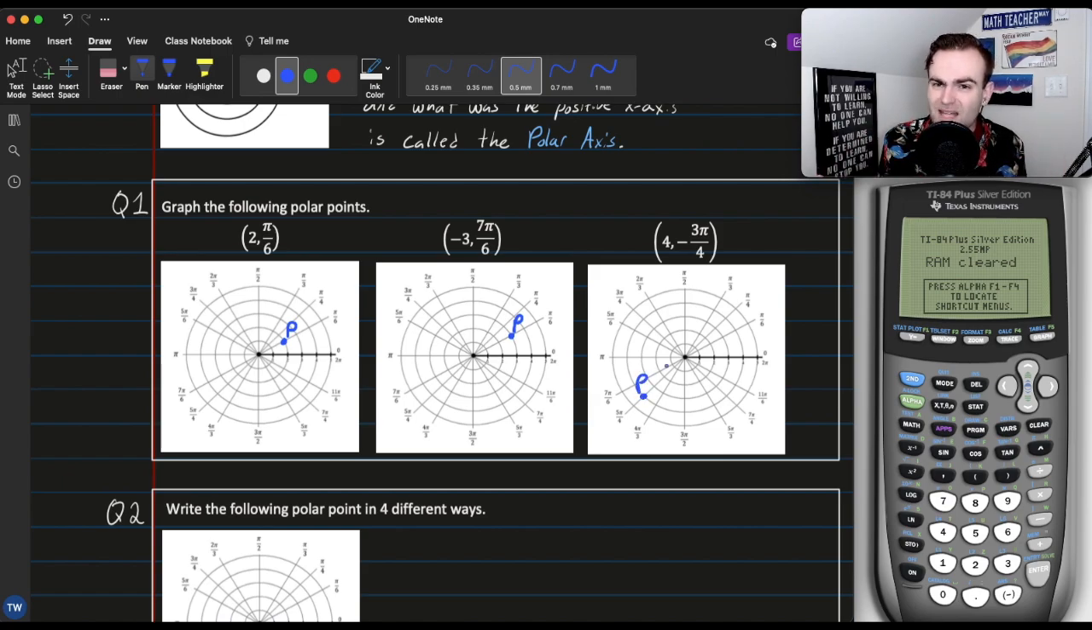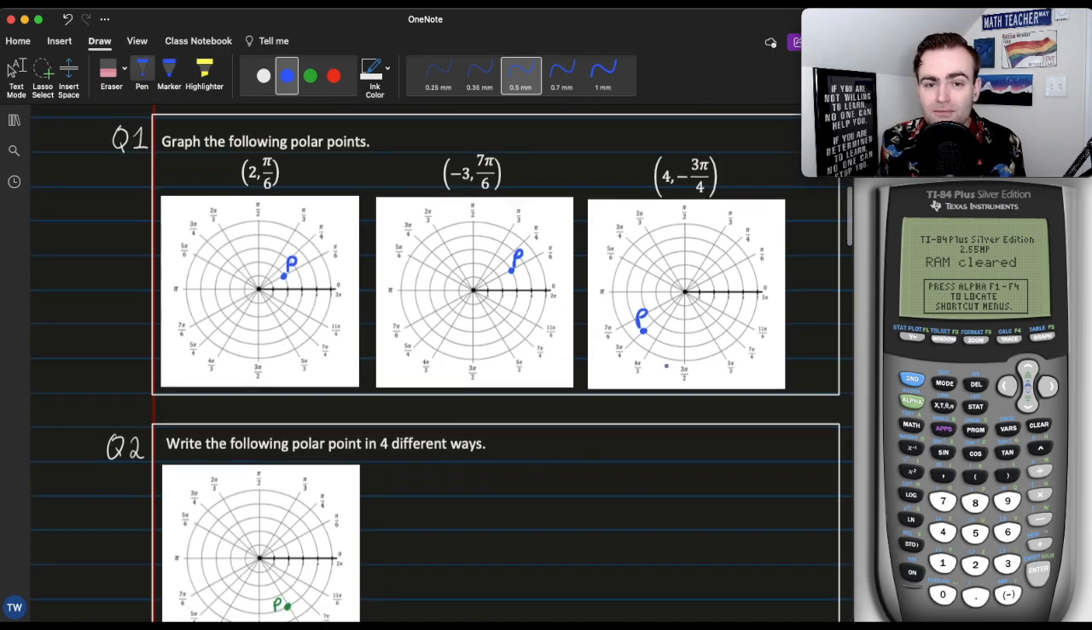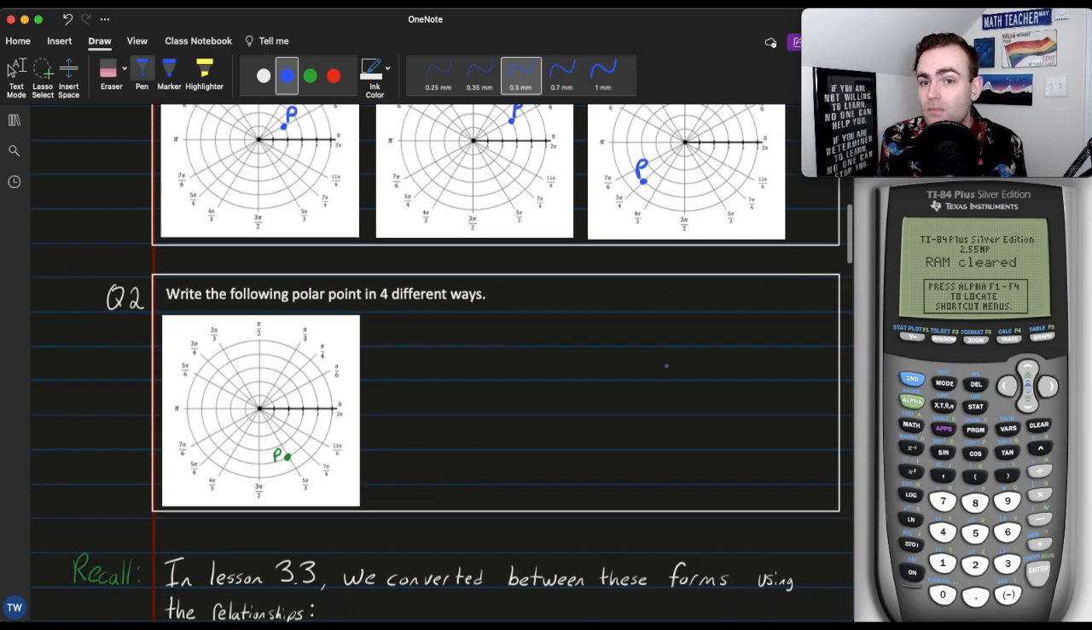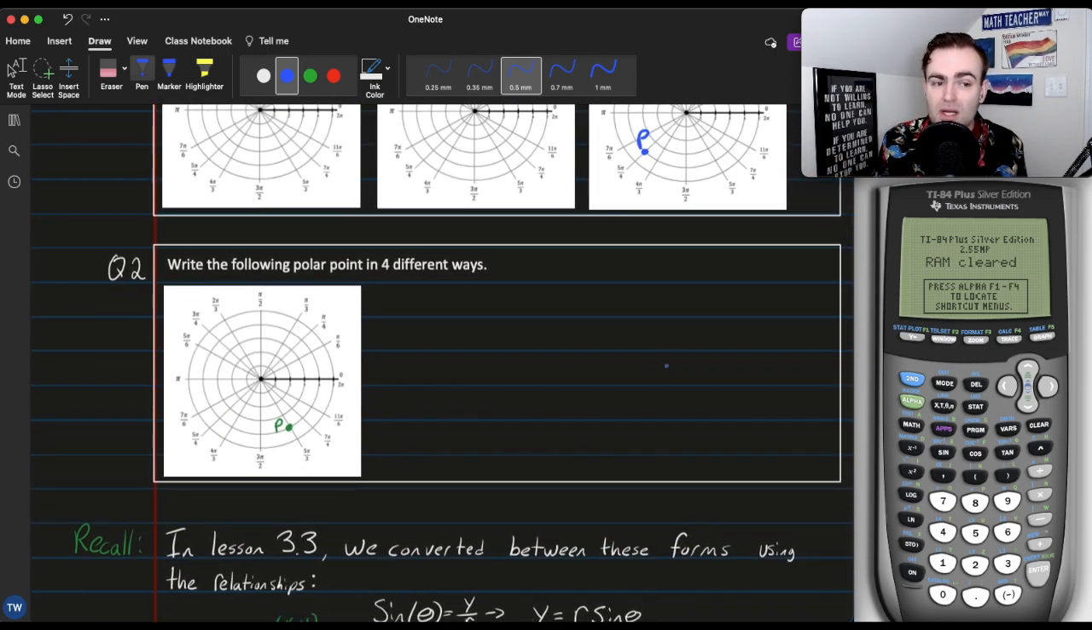So not that bad. Again, we said that we could describe points in multiple ways. There's more than one way to describe these points, so we have to get used to that. Here it wants us to write the polar point in 4 different ways. By that, I'm going to take that as I want positive, positive, positive, negative, negative, positive, and negative, negative, and let's see how that works.